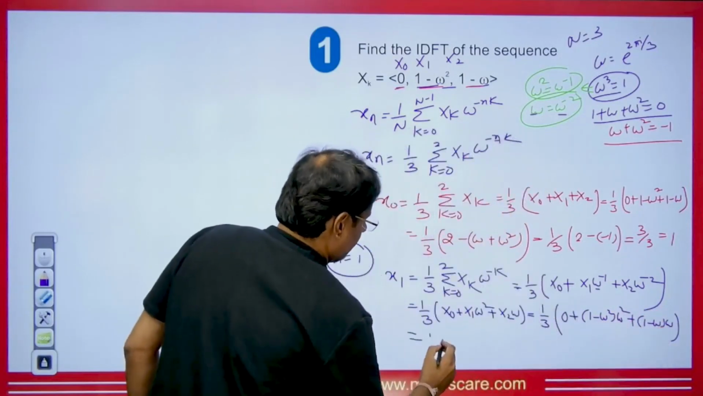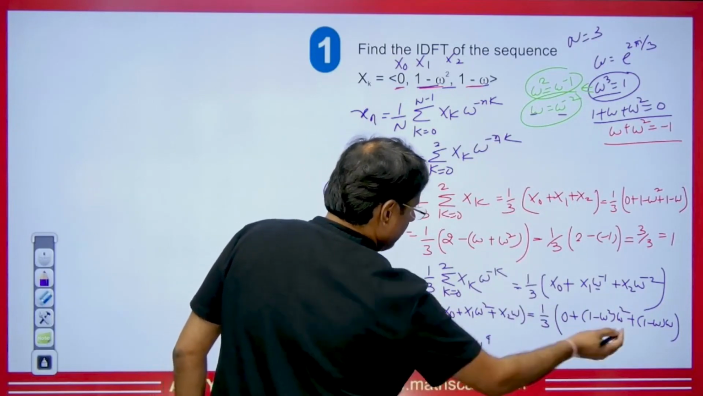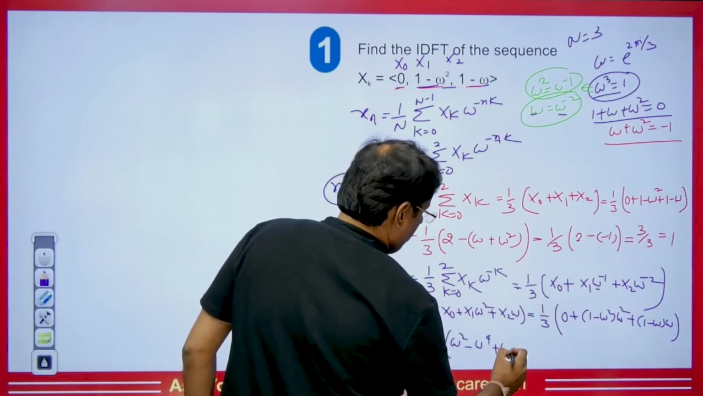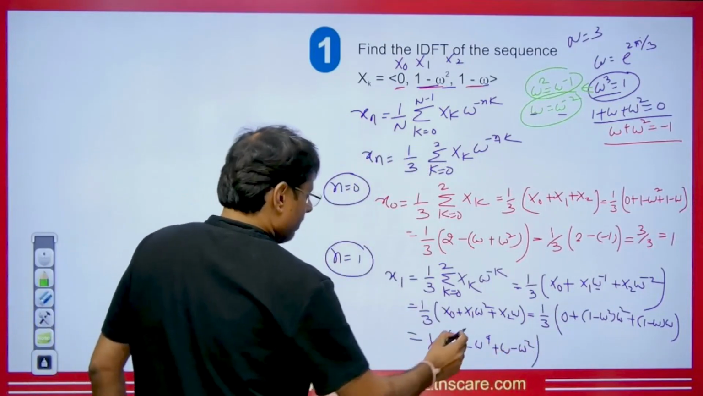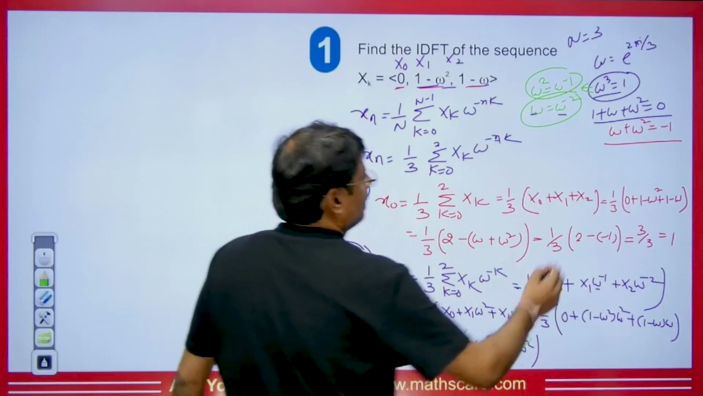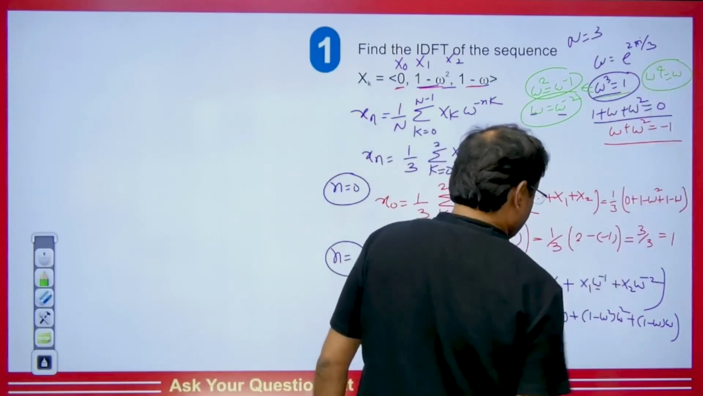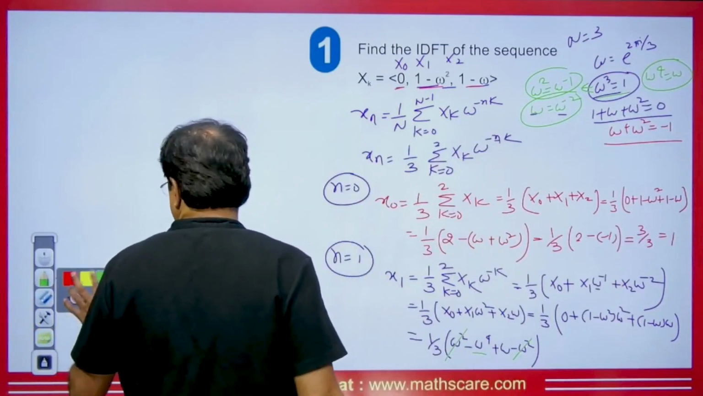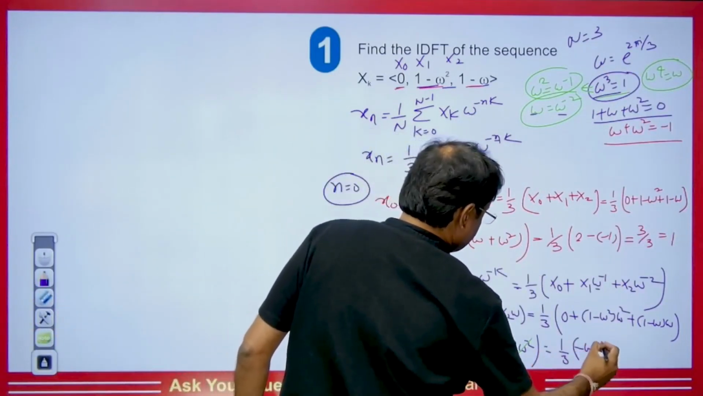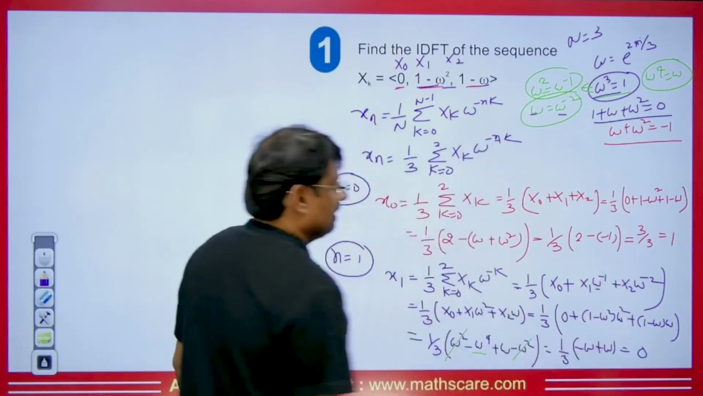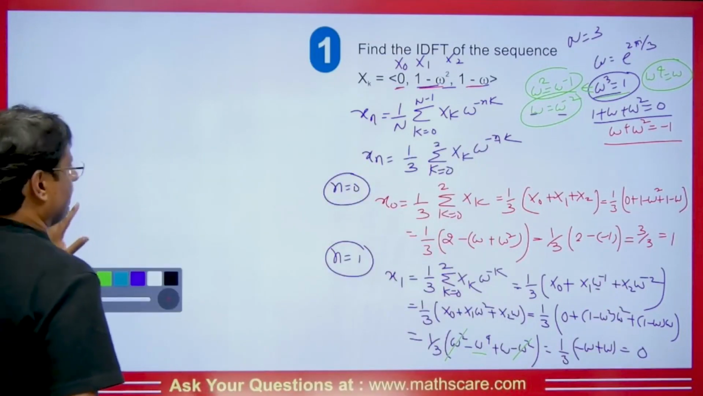We will simplify this. It will be 1 upon 3 and it will be omega square, omega to the power 4, and we will take this inside. And then it will be plus omega and minus omega square. You can see here this omega square will cancel out with this omega square. Now the value of omega to the power 4: omega cube is 1, so omega to the power 4 will be omega. So on solving, what will we get? It will be minus omega. So 1 by 3, from here it will be minus omega and plus omega, and then we will get 0 after cancelling out. x1 will be 0.